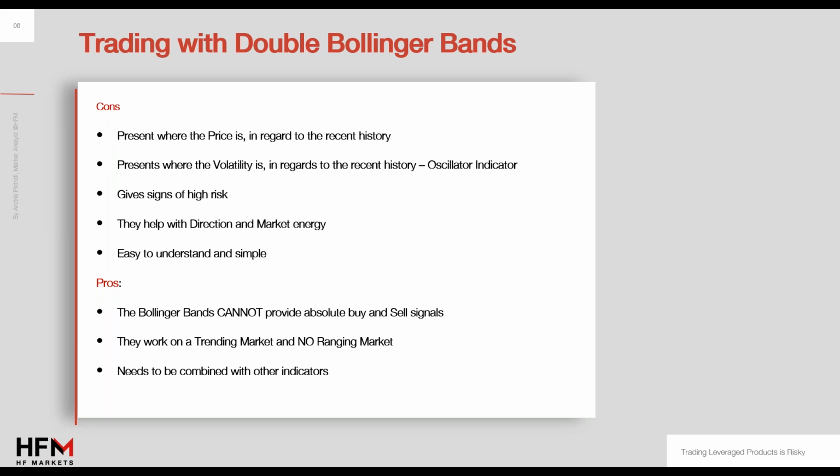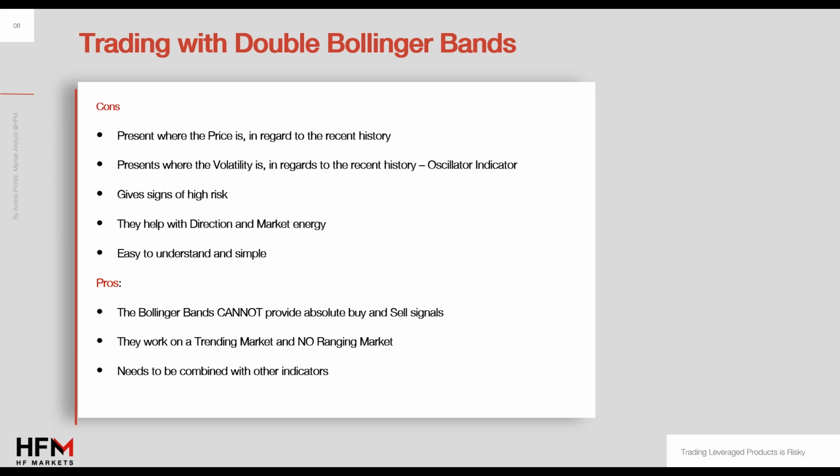Also, the other negative thing about Bollingers is that they work on a trending market and not a ranging market. They can provide support and resistance levels in a ranging market, but it's preferable not to use them for any buying or selling signal if the market is ranging. Last but not least, as I said, they need to be combined with other indicators in order to limit the risk of false or inaccurate signals.